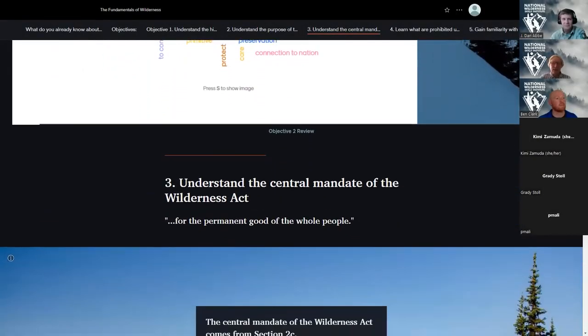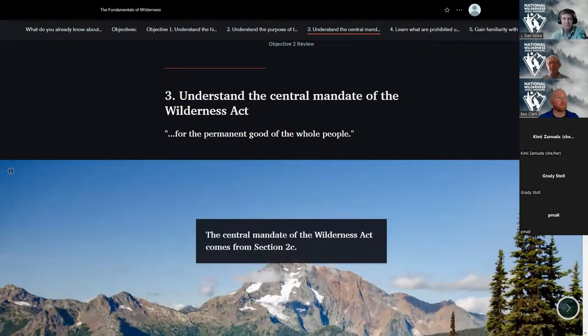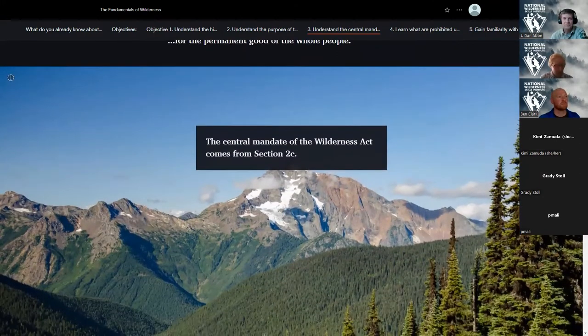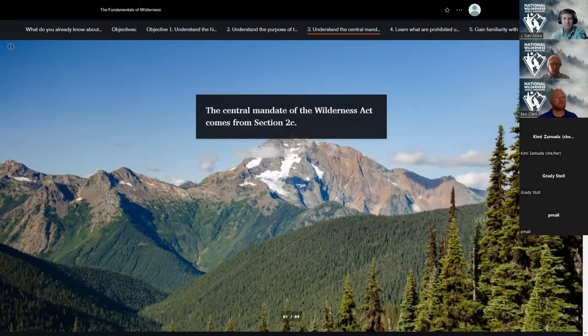1964. So yeah, we'll move on to objective three now and understanding the central mandate of the Wilderness Act. And here we're really gonna get into section 2C and really dive deeper into those five qualities of wilderness character that we touched on a few minutes ago.